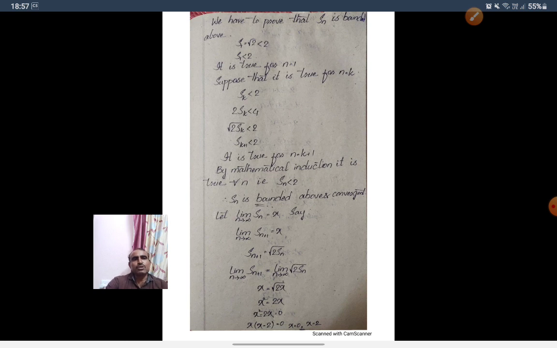Sn plus 1 is equal to root 2 Sn. So taking the limit on both sides, x is equal to root 2x. x square is equal to 2x. x square minus 2x is equal to 0. x into x minus 2 equal to 0. So we get x is equal to 0 and x is equal to 2. So it converges to 2.